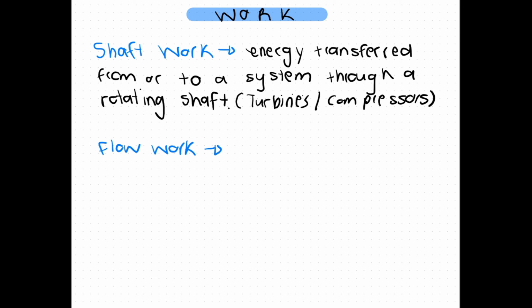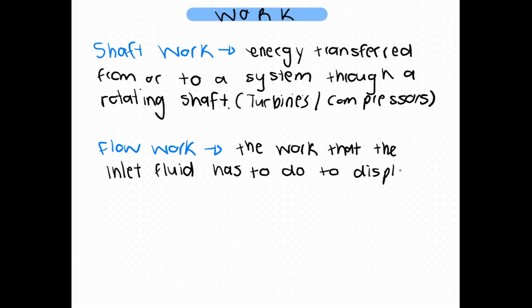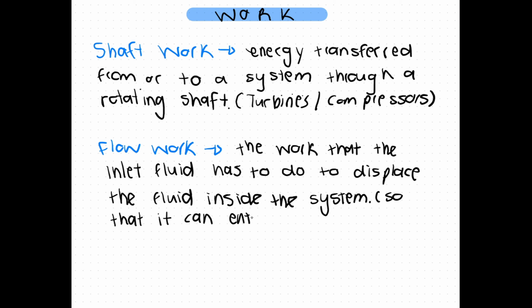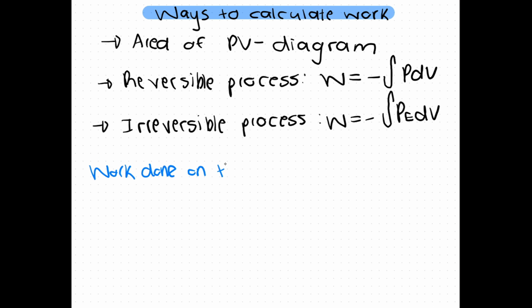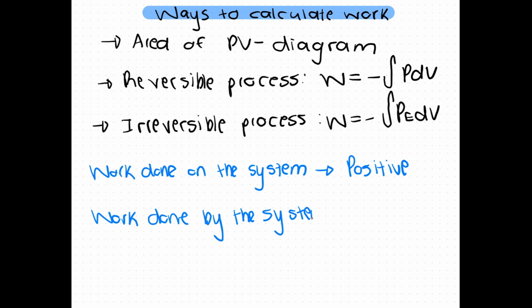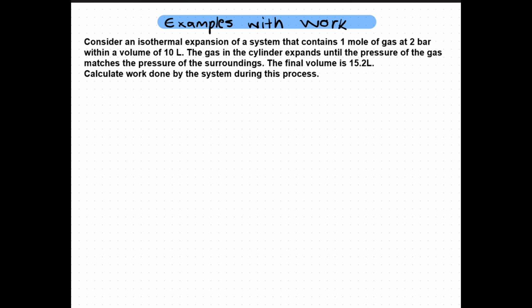Flow work is the work the inlet fluid has to do to displace the fluid that is already within the system so that it can enter the system. If work is done on the system, the work is positive, and if work is done by the system, the work is negative. Let's do an example where we calculate the work in a system.